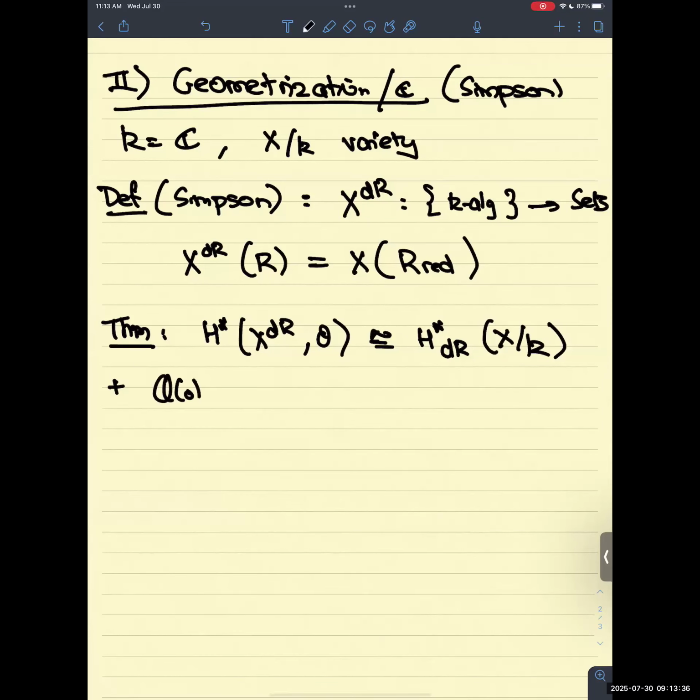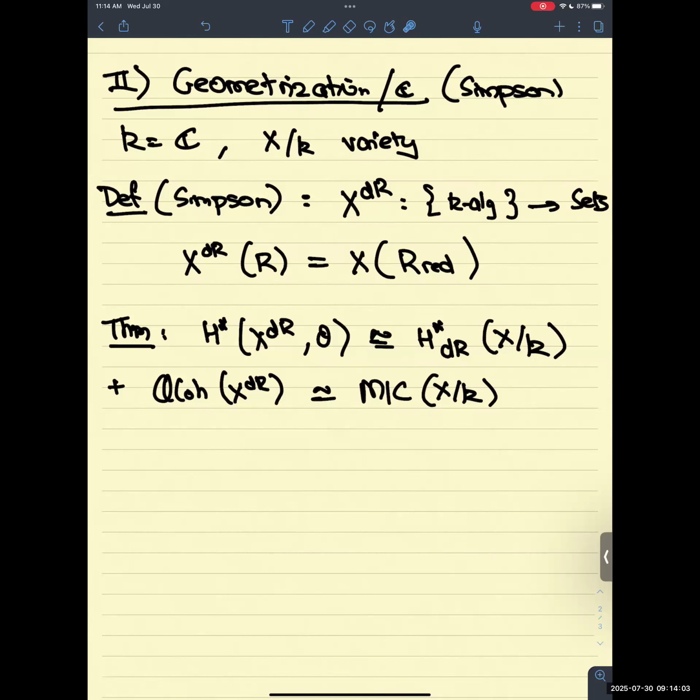So quasi-coherent sheaves on X_dR are identified with modules with integrable connection on X over K, or equivalently D-modules. And so what this is saying is that if you're interested in understanding things about D-modules, that's tantamount to understanding things about quasi-coherent sheaves on this stack. And so if you understand something about the geometry of the stack, you'll be able to say something about D-module theory.